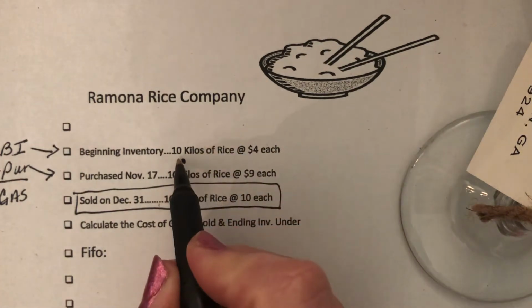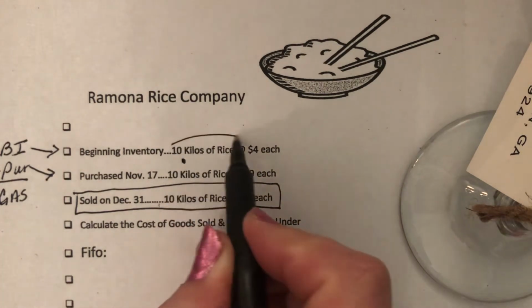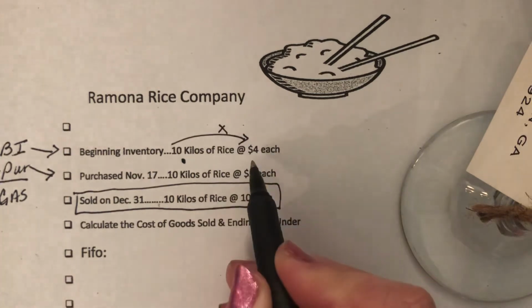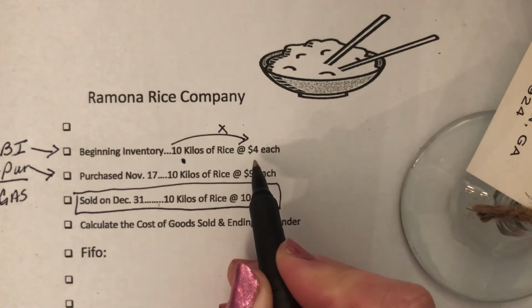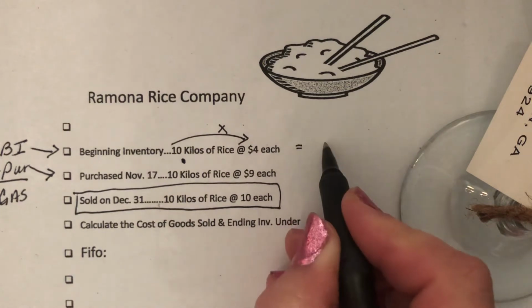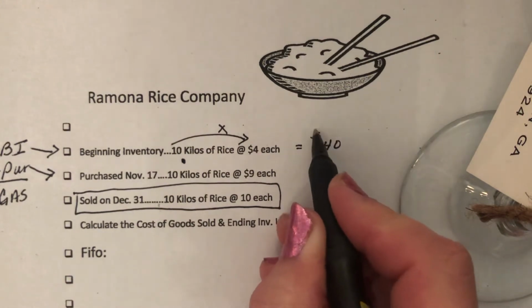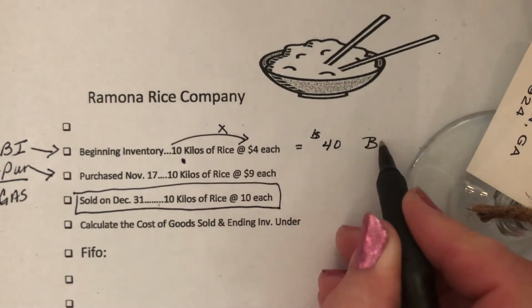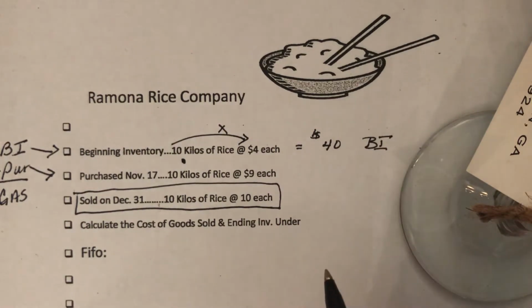Take the 10 kilos and multiply that times the dollar amount that we paid for the rice. Now we intend to resell it. So 10 times 4 is equal to $40, and that's going to be your beginning inventory, a dollar amount.